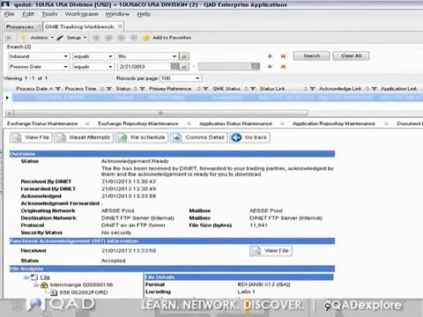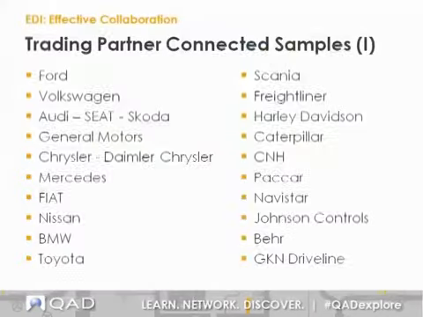This is, in fact, from my perspective, a very, very important element. Let me now also show just a very little portion of some of the trading partners that we are already connected to. In the automotive space, you would see here most of them. So all the big ones: Ford, Volkswagen, Audi, GM, Chrysler. I will not go through all of them.